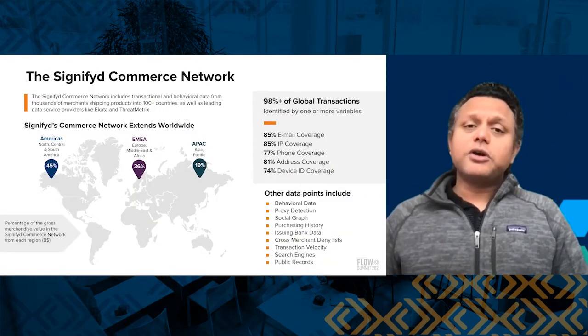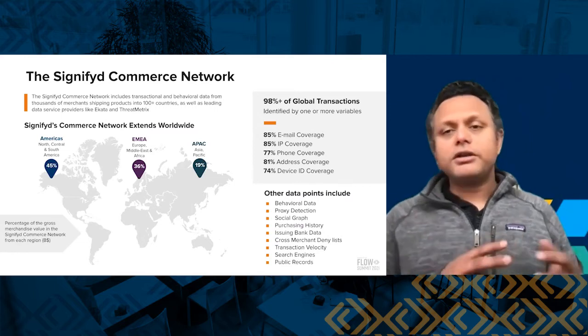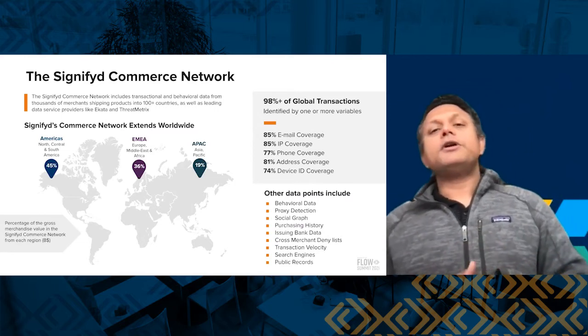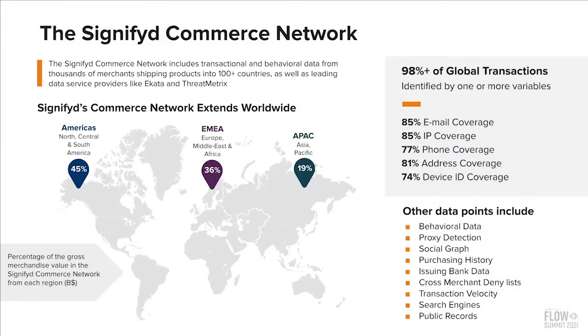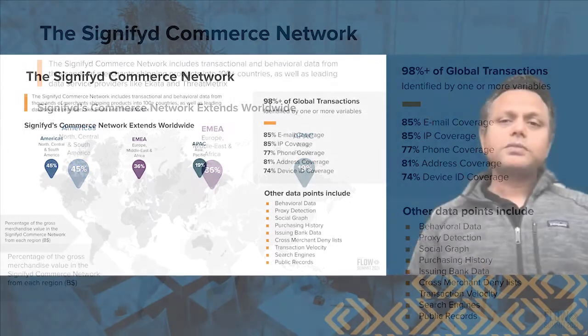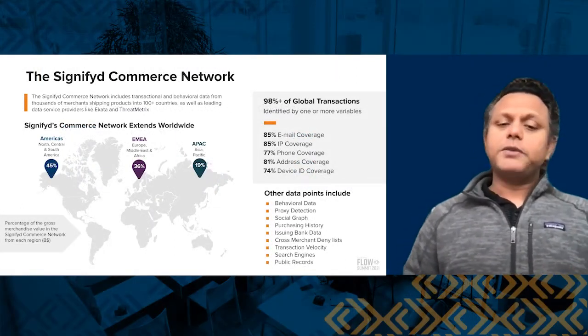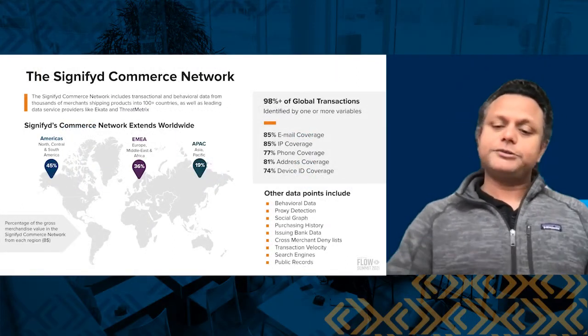And Signifyd's commerce network, as I mentioned earlier, is one of the strongest. Even if the merchant has never seen a new customer, there is a 98% chance that Signifyd has seen this user before. We have a great depth of coverage in several of our attributes. We cover both transactional and behavioral data from thousands of our merchants. And we also use third-party data to augment our data sources.